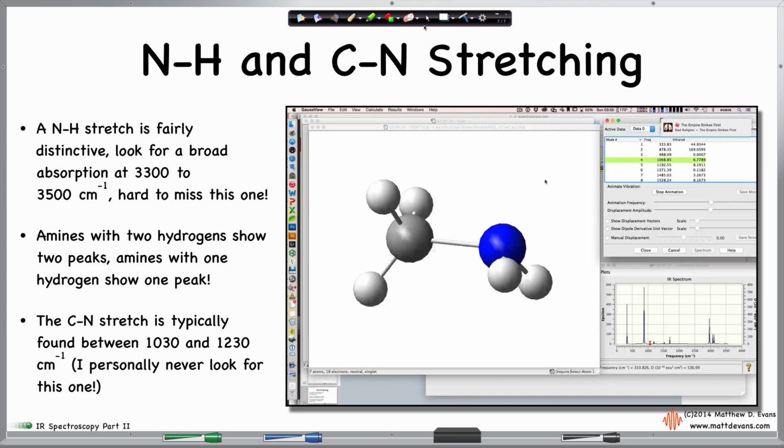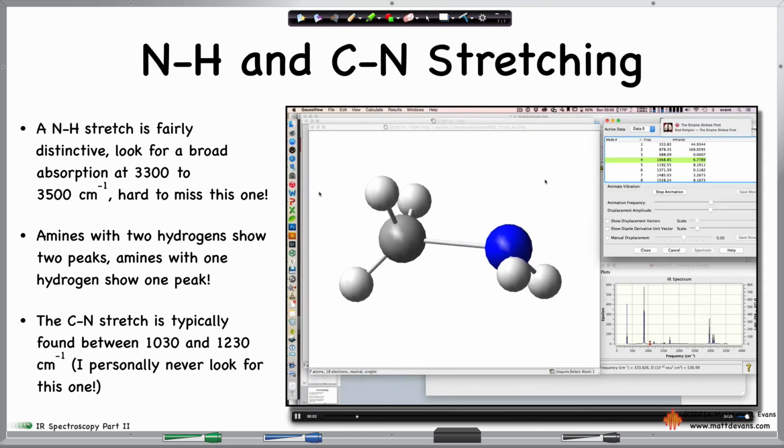All right, so let's take a look at NH and CN. These bonds have a lot in common with the previous ones, the OH and the CO. The NH stretch is fairly distinctive, not quite as broad as the alcohol stretch, but in general it's in the same region, 3,300 to 3,500.